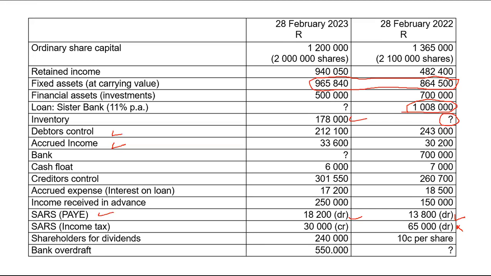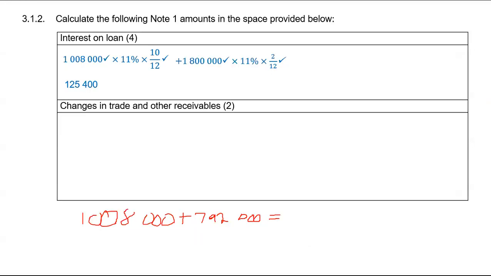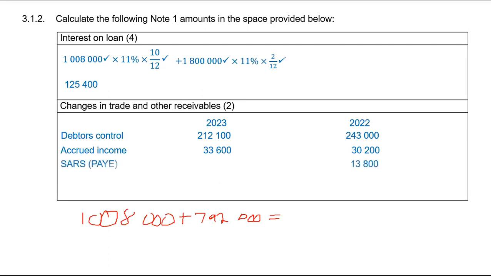Okay, am I missing anything here? No. So I'm going to take all those and just add them up, which is your debtors control, accrued income, and sales pay as you earn. Normally it's a liability. I don't know why it is in receivables. So I'm going to add all of those up, and this is what I look at.